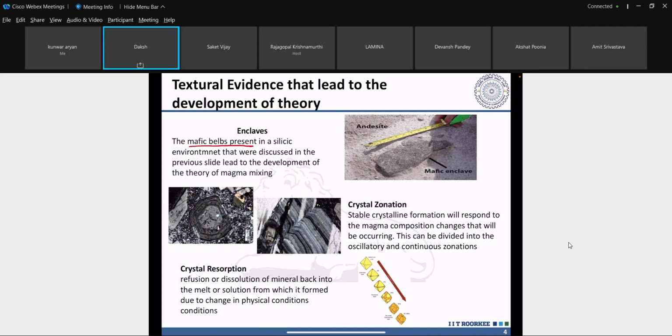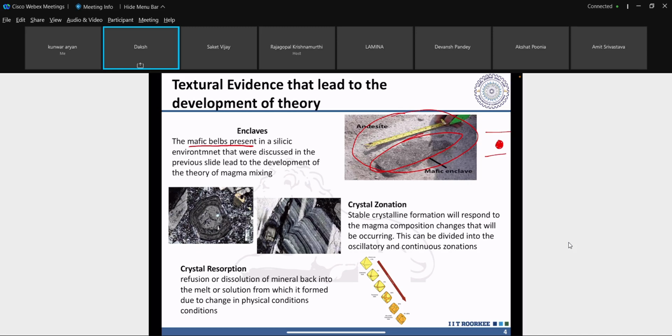So what happened is a mafic enclave was found in a silicic environment. A bleb-like thing, and this bleb is there in the outcrop that we found. So this is only possible by means of the process that I explained earlier, which can be explained by magma mixing.